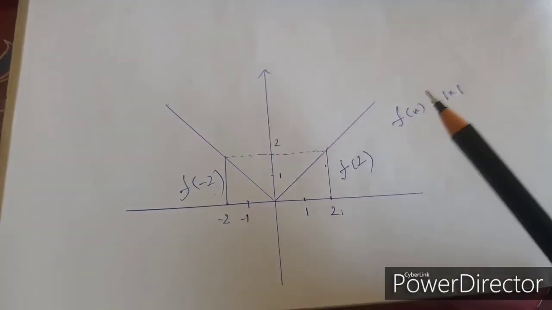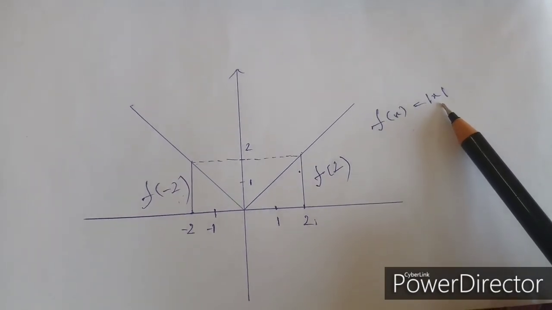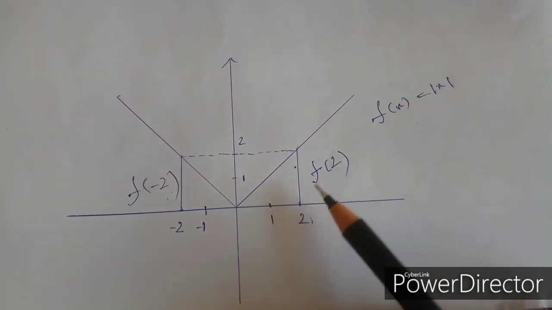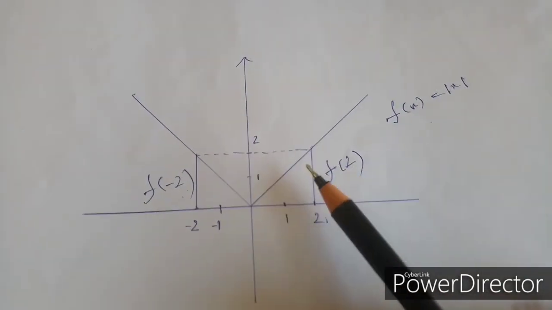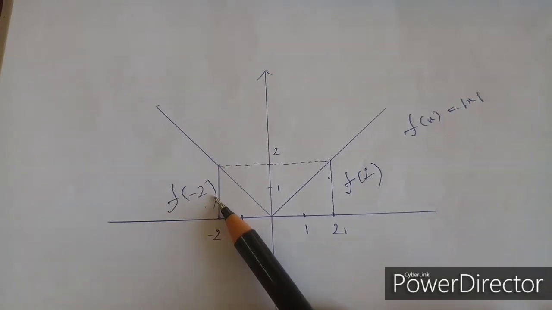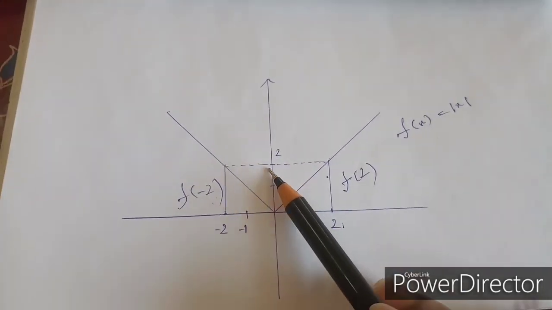Diagrammatically, look at that. This is the curve of f(x) equals mod x. Got it? So now, what is the image of 2 under f? It is f(2), that means 2. Got it? And the image of -2 is what? f(-2), whose image is 2. Got it? So these two are equal.